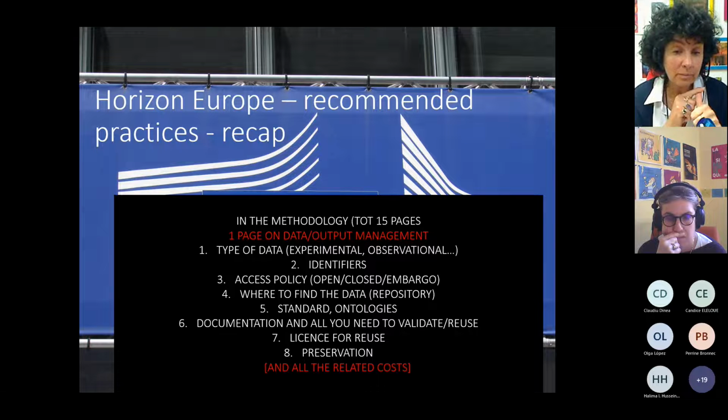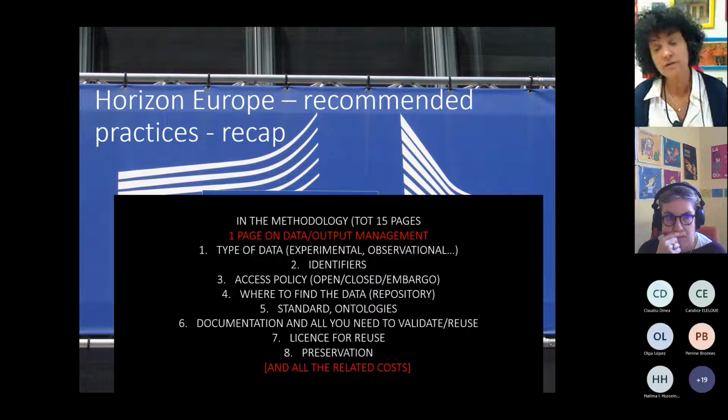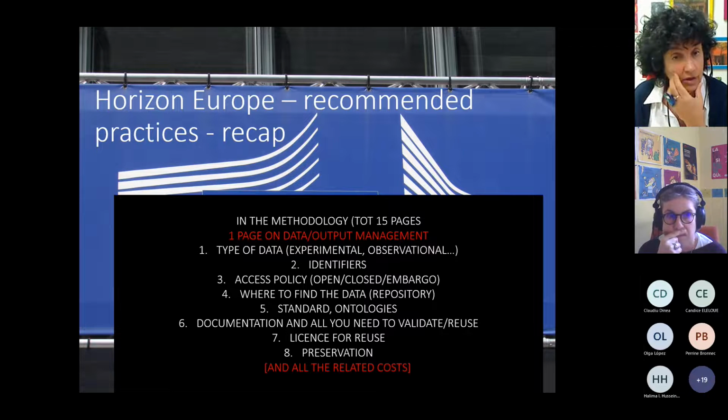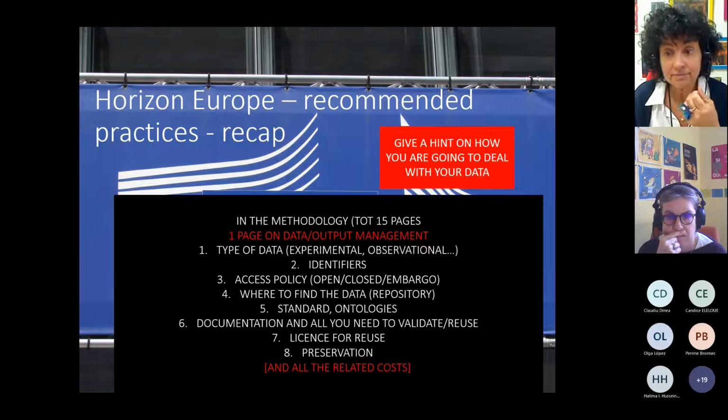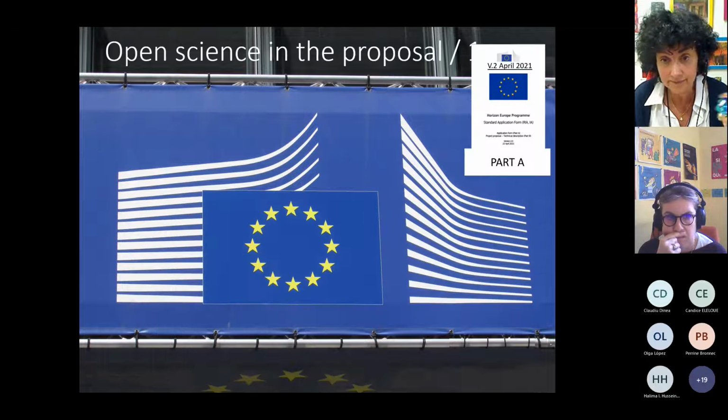So you have 1 page on open science, mandatory and recommended, and 1 more page on data and output management, out of the total 15 pages of the methodology section in your proposal, okay? So here on the data, you simply have to give a hint on how you are going to deal with your data in a FAIR way.